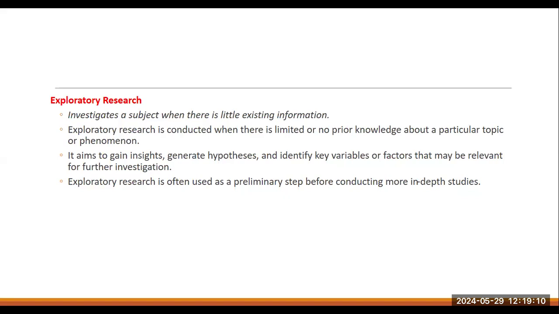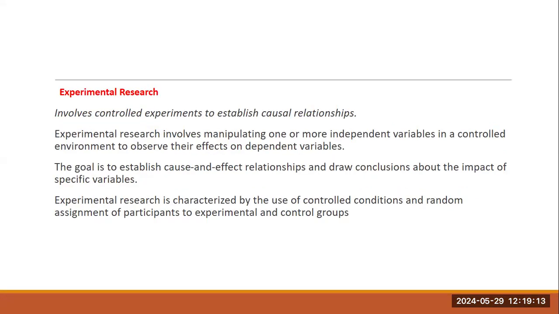Another one is experimental research, which involves a controlled experiment to establish causal relationships, which we have already discussed. Here, experimental research involves manipulating one or more independent variables in a controlled environment to observe their effects on the dependent variable. The goal is to establish a cause and effect relationship and draw conclusions about the impact of specific variables.